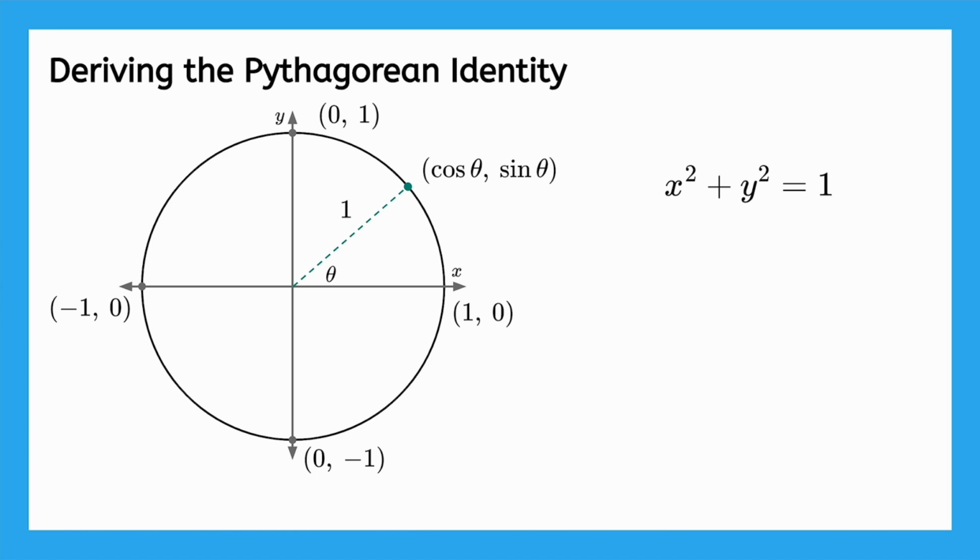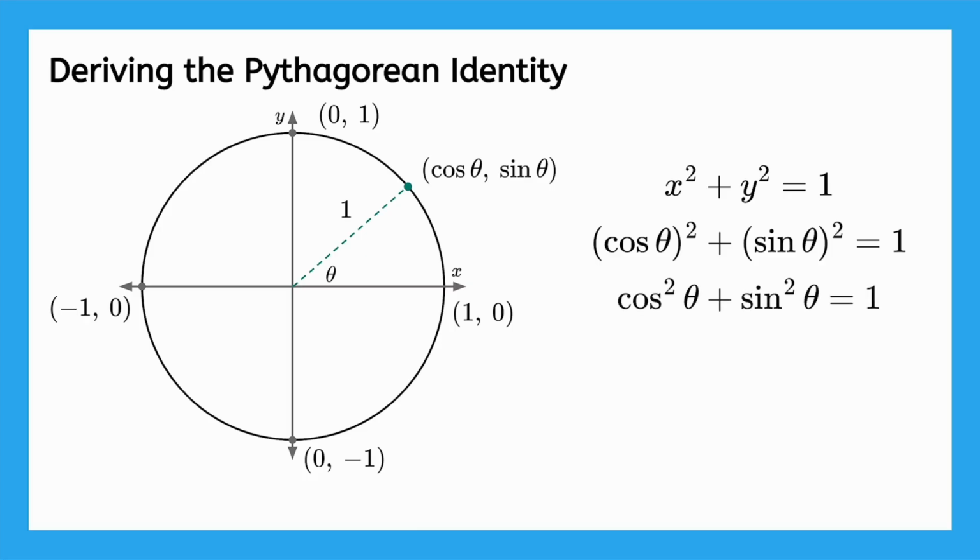We just noted that the x and y coordinates of any point on this circle can be represented by the cosine and sine of an angle theta. Replacing the x in the equation with cosine of theta and replacing the y with sine of theta leads us to an interesting identity. Cosine squared theta plus sine squared theta equals 1. This is called the Pythagorean identity and is typically seen written as sine squared theta plus cosine squared theta equals 1.